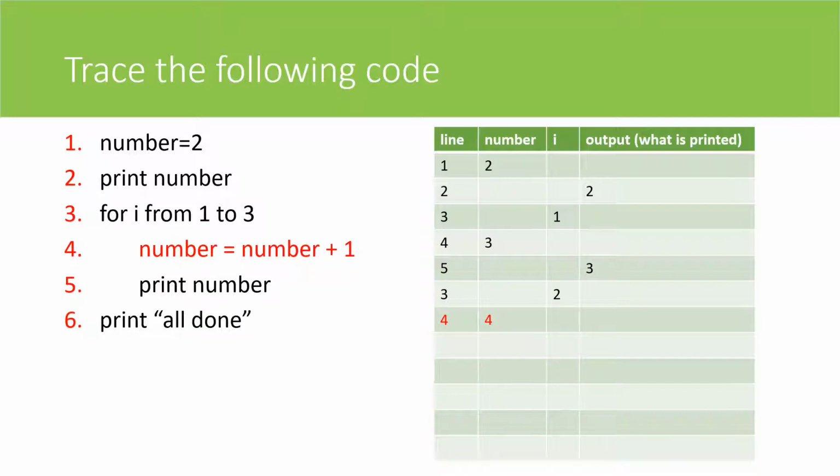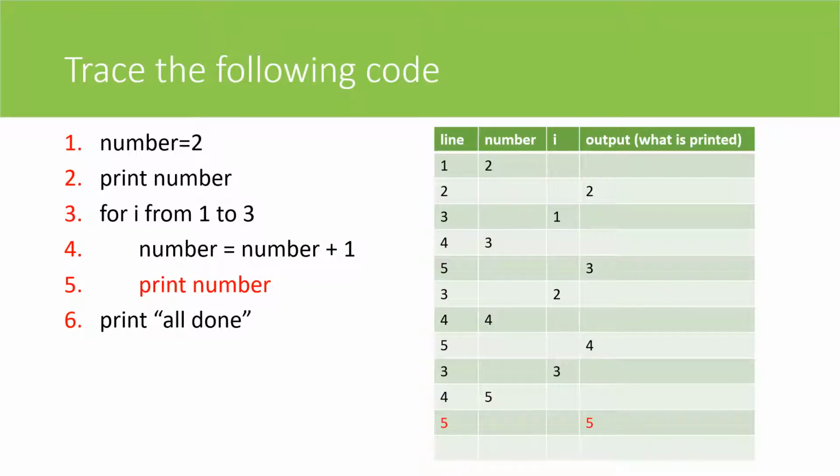We're adding 1 again to our variable number. Previously it was 3, we add 1, so now we've got 4. And then we print it out again on line 5. And then we go back again to do the loop. Now our value of I is 3. We add 1 to 4, which gives us 5. We print out the number again.